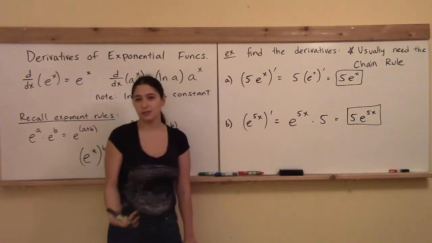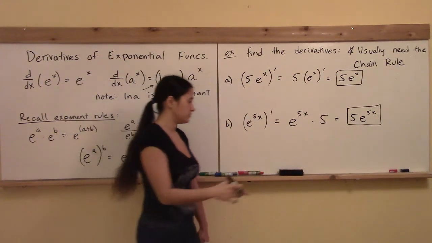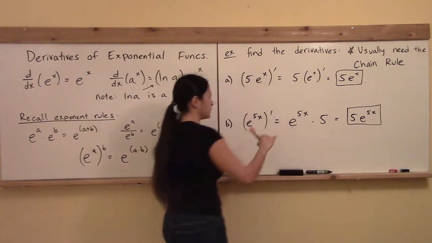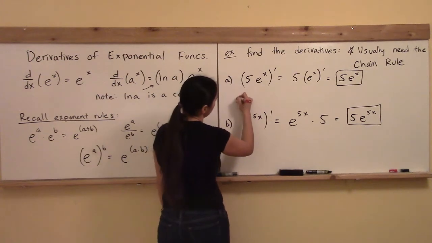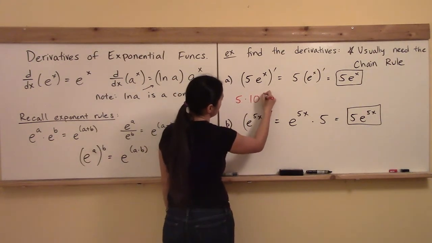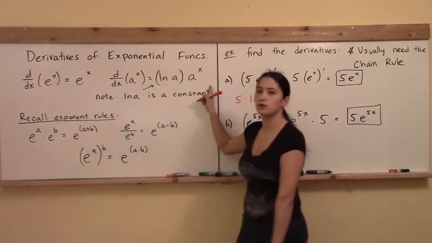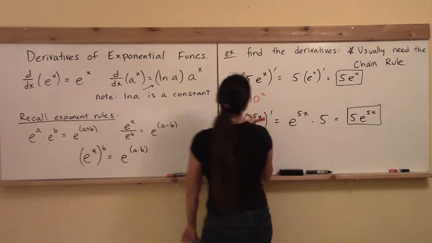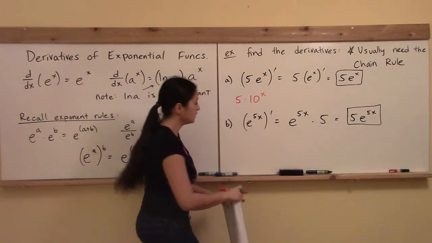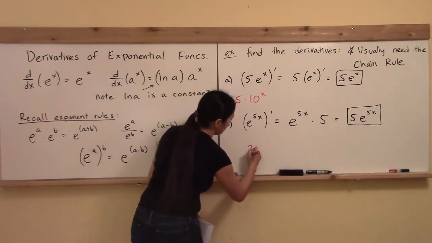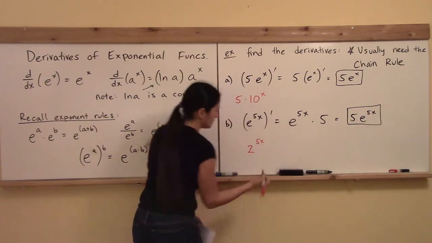Okay, now let's pretend we were working in some other base for some silly reason. We weren't working in base e. Maybe we were working in base 10. Let me redo these in terms of a different base so you can see how this rule plays out. Okay, so instead I'll change this problem to say 5 times 10 to the x. And on this problem right here, let's say I have 2 to the 5x.